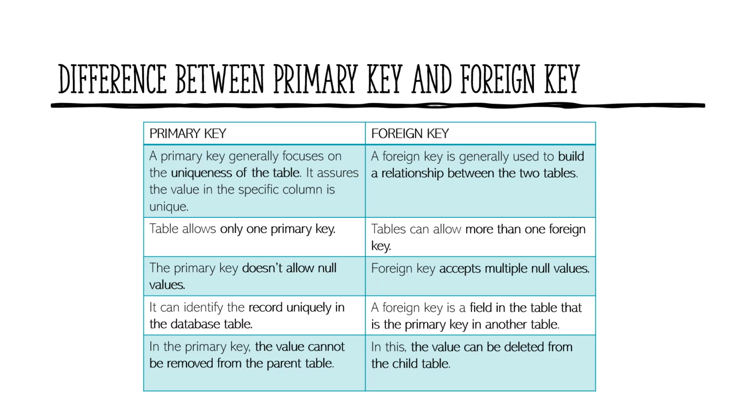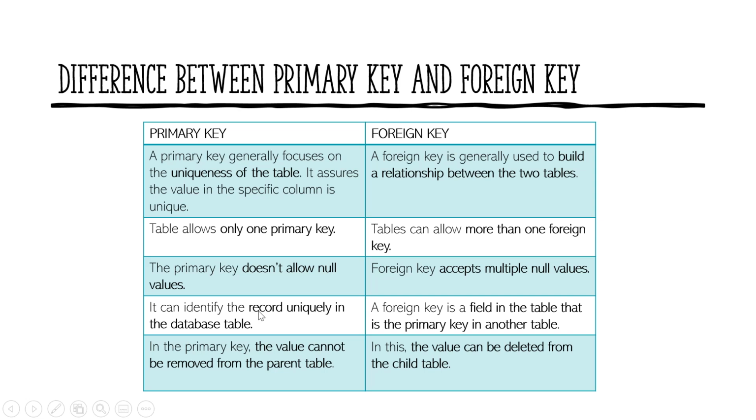And let's look at the difference between the primary key and the foreign key. The primary key generally focuses on the uniqueness of the column of the table, whereas the foreign key is generally used to build a relationship between two tables. A table allows only one primary key, whereas a table can have more than one foreign key. The primary key does not allow null values, and the foreign key accepts multiple null values.